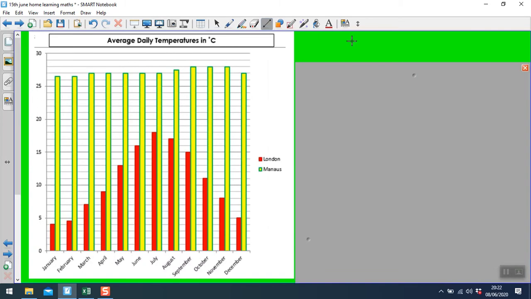Now we've got a bar chart that shows 2 bars per month. It's the average daily temperature in degrees Celsius. So London and Manaus, and this is in Brazil where the Amazon is. So January, the average temperature in London was 4 degrees. But in January, the average temperature in Manaus was 25, that's 26, so it's 25.5 degrees Celsius.